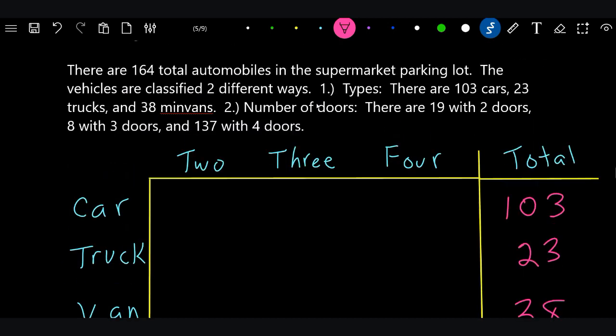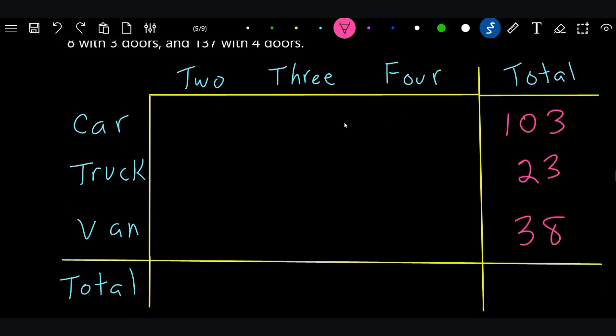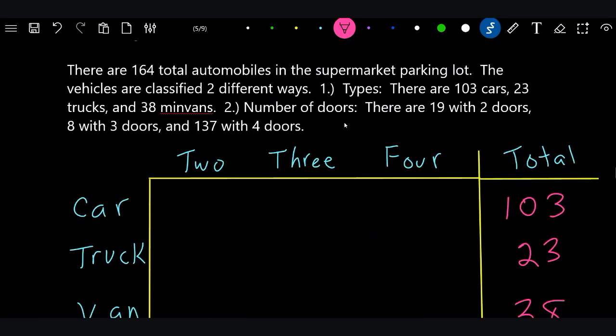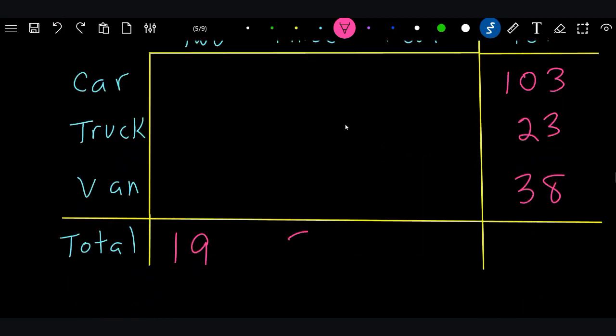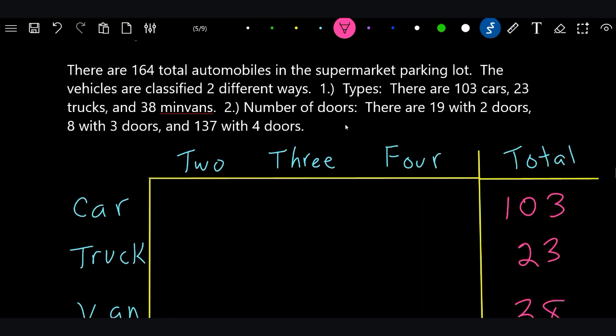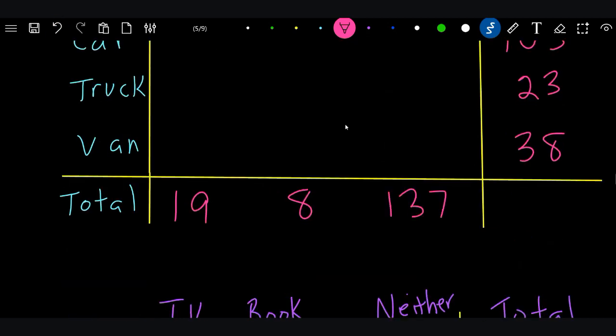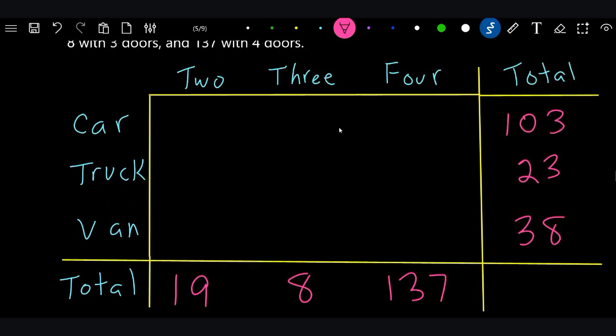Okay? And then we can classify these totals by doors. How many total cars with 2 doors? Oh, 19 of those. So now we're going to the vertical one. So there were 19 with 2 doors. There were 8 with 3 doors. And there were 137 with 4 doors. 137. Okay? Now we have the totals of both of those groups in there.